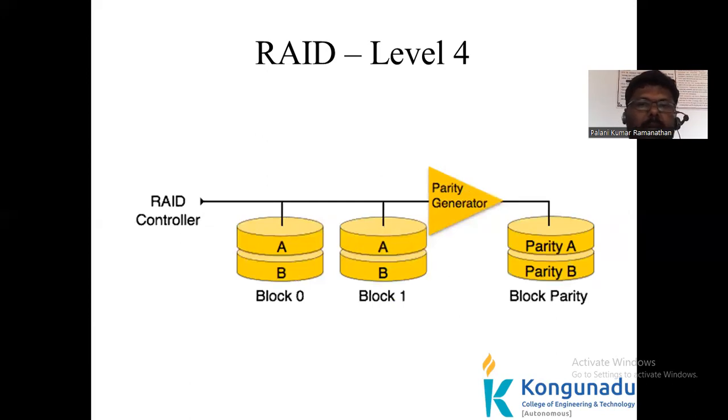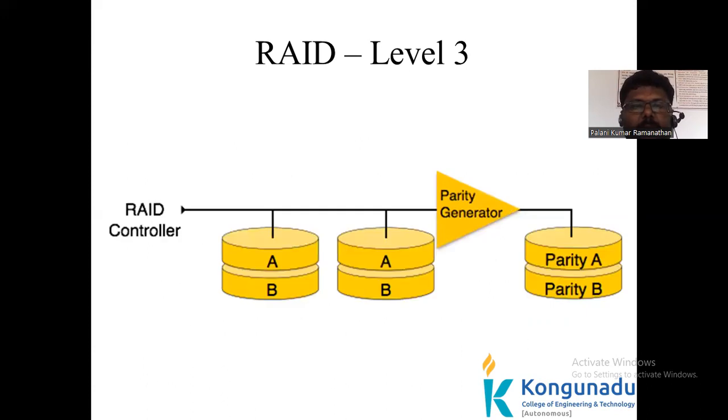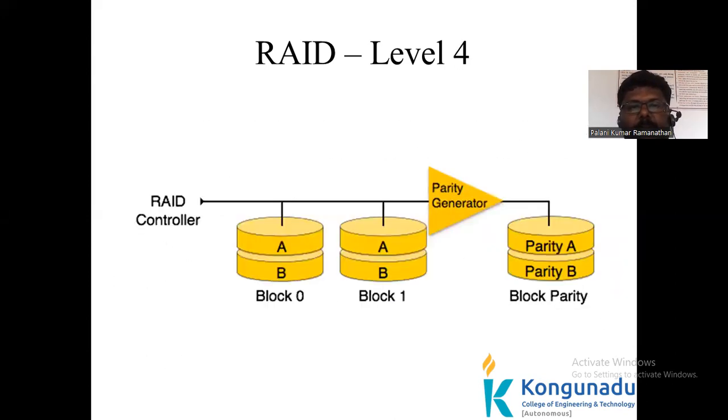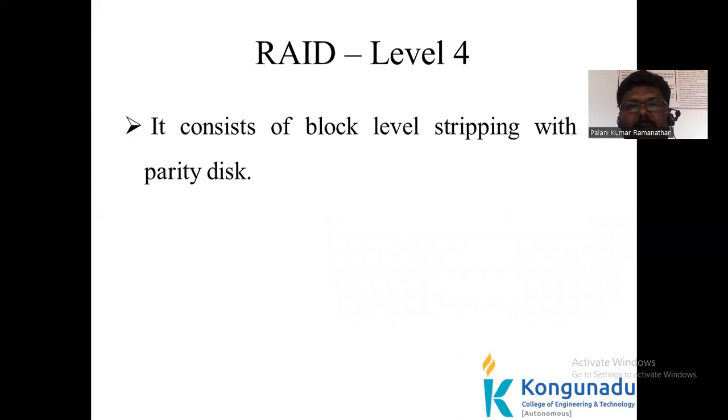So here is level 4. So what is the difference from level 3? The only thing is how we are going to divide the data, whether we divide the data into bytes or into blocks. Here we are going to divide the data into blocks. So the remaining is all the same. It consists of block level striping with the parity disk.